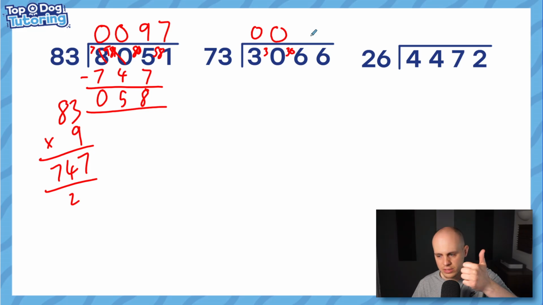I reckon 70, 140, 210, 280. 4 lots of 70 gets me to 280. 5 lots of 70 gets me to 350. So it's definitely not 5 lots. I think it's going to be 4 lots. Let's check.